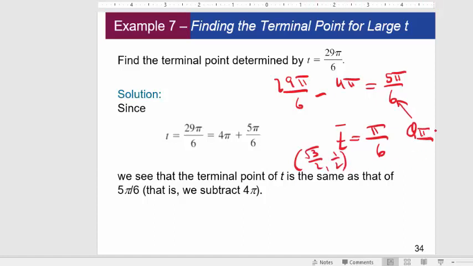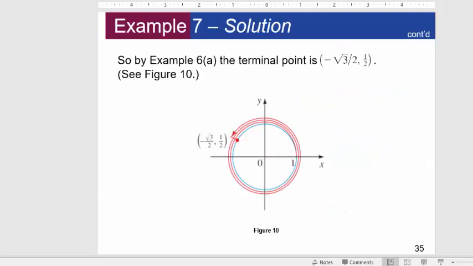But we know that in the second quadrant, it's negative, positive. So our terminal point is going to be negative radical 3 over 2, 1 half. Okay, because it was a negative x and a positive y. So that would be our terminal point there. And then they just take you through it and they show you graphically, right, how you're wrapping around the circle a couple times before you arrive at the point. But it's still the same point, negative radical 3 over 2, 1 half.